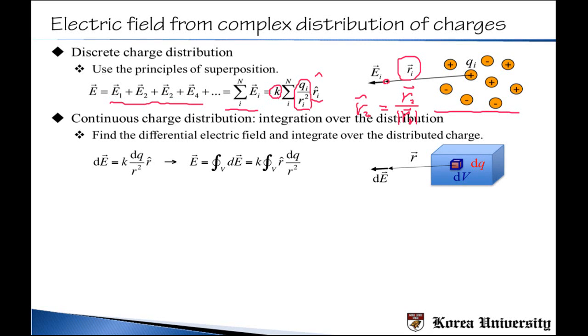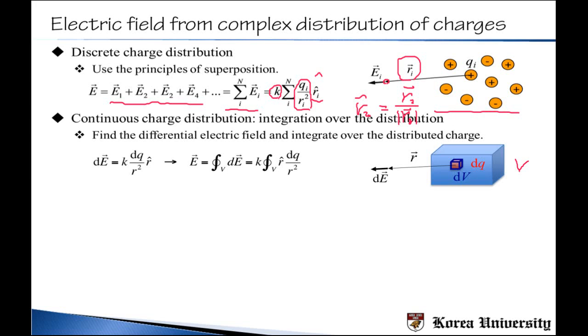And then what if we have a continuous charge distribution? Suppose we have a charge distribution just like this, distributed over this entire volume. In this case, we cannot really count charges from 1 to a certain number. So we have to take a slightly different approach, and this is integration.